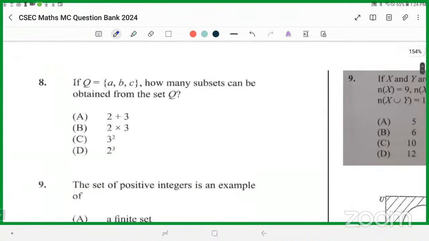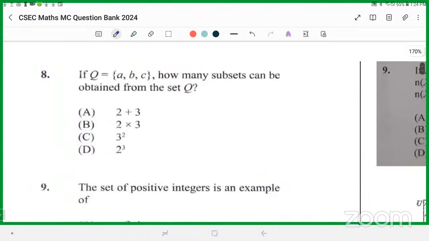Next one. Oh, it's another question here. Q has the elements A, B, and C. This is the example that we did a while ago. How many subsets are obtained? Since the number of elements in there is 3, then the number of subsets is 2 raised to the n, which is 2 cubed.